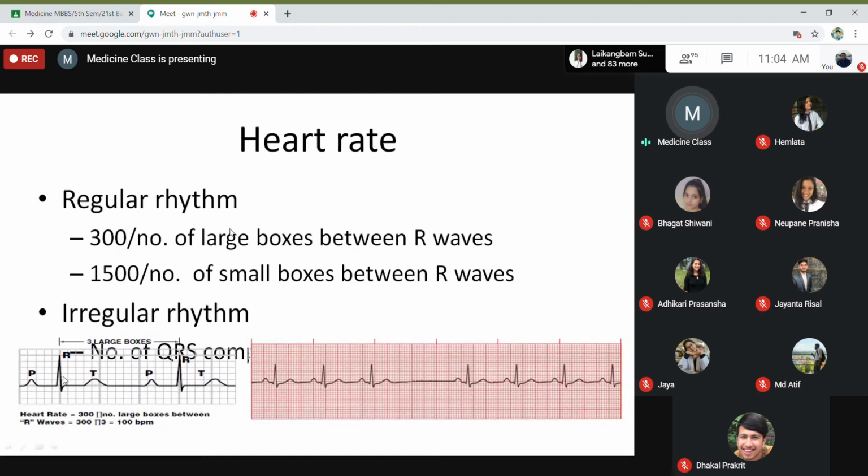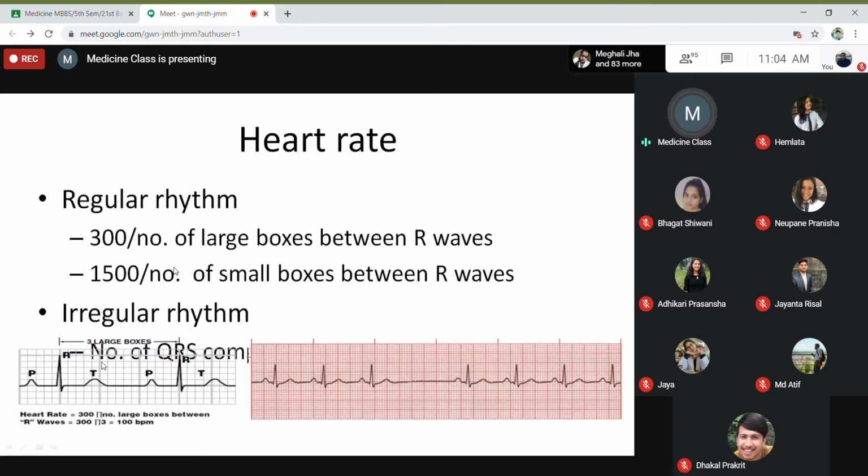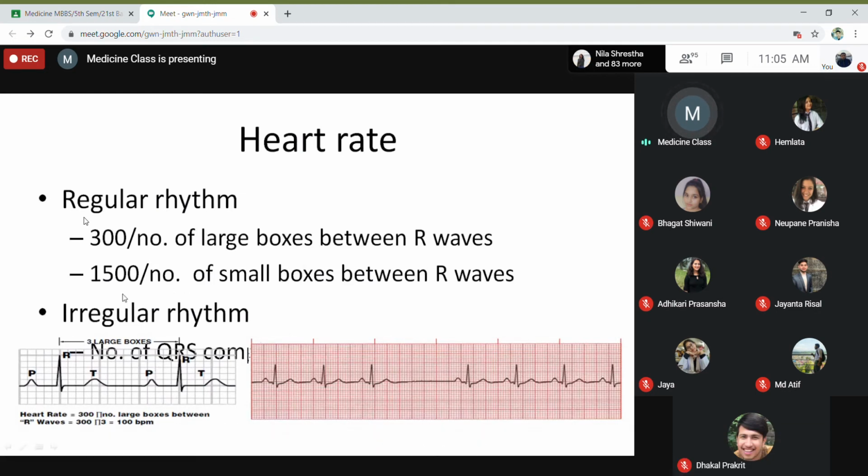Suppose in this example there's an R wave from here to here. So there are 1, 2, 3 large boxes. Okay, so 300 divided by 3 is 100, so the heart rate would be 100. Now, taking the same example, each large square has 5 small squares, so 5, 10, and 15. So 1500 divided by 15 small squares gives the same result, 100. So the heart rate is 100.